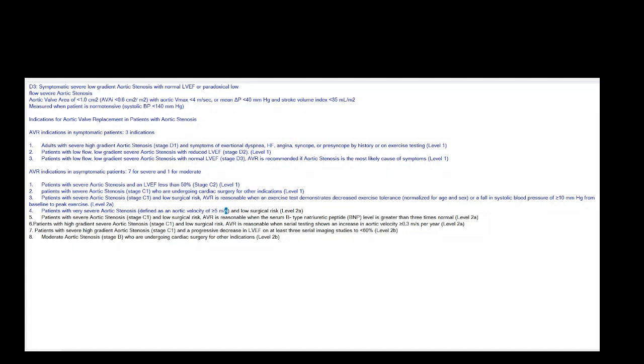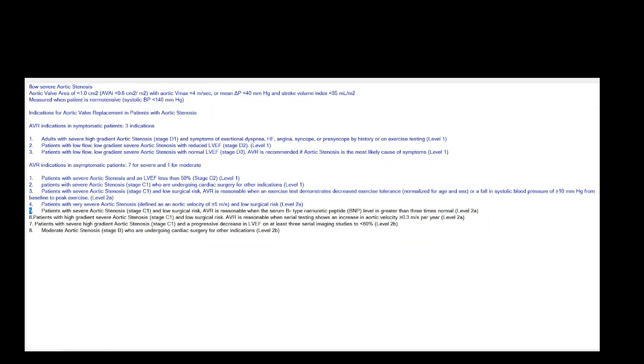5 m/s, and low surgical risk, level 2A. 5. Patients with severe aortic stenosis, stage C1, and low surgical risk, AVR is reasonable when the serum B-type natriuretic peptide, BNP, level is greater than 3 times normal, level 2A.